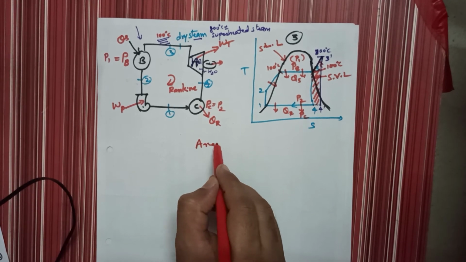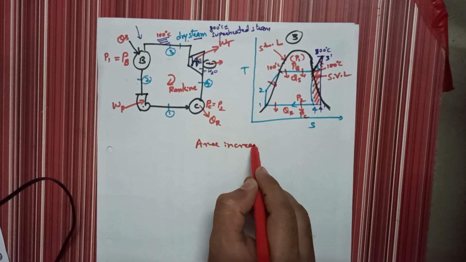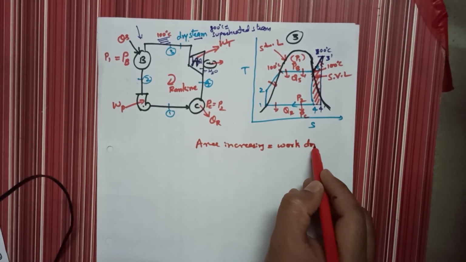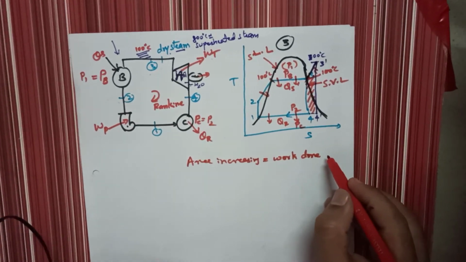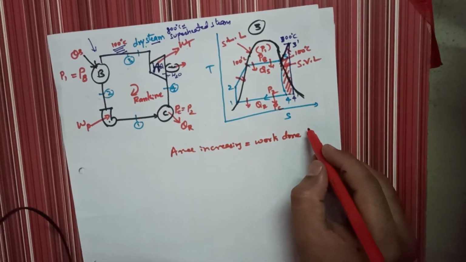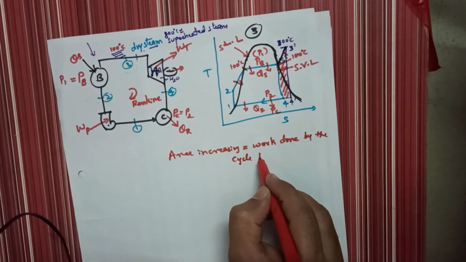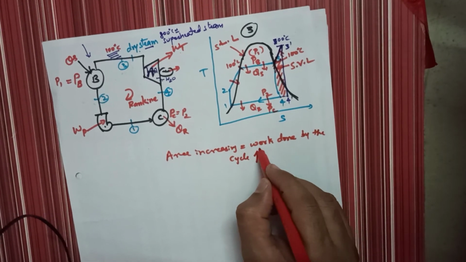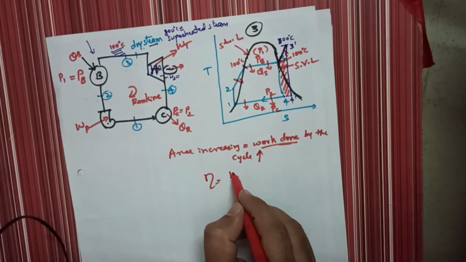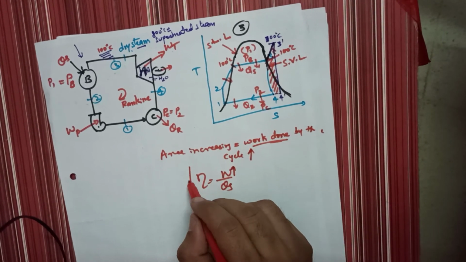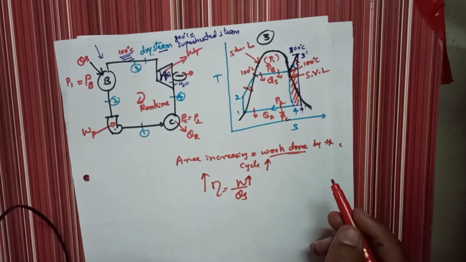Area increasing, so work done by the cycle also increases. So when work done is increasing, efficiency is equal to work done divided by heat supplied. So work done is increasing, obviously efficiency also increases.